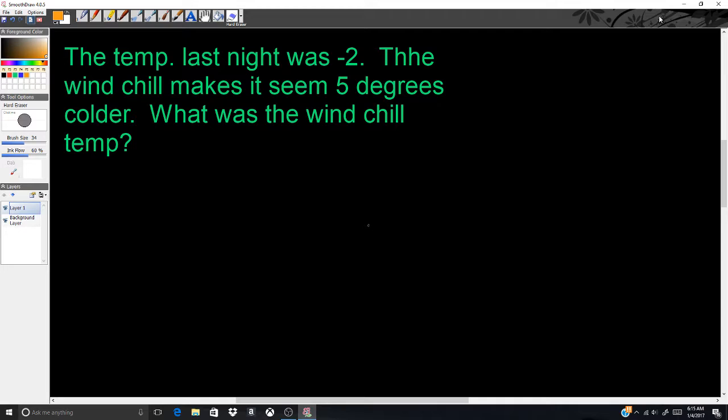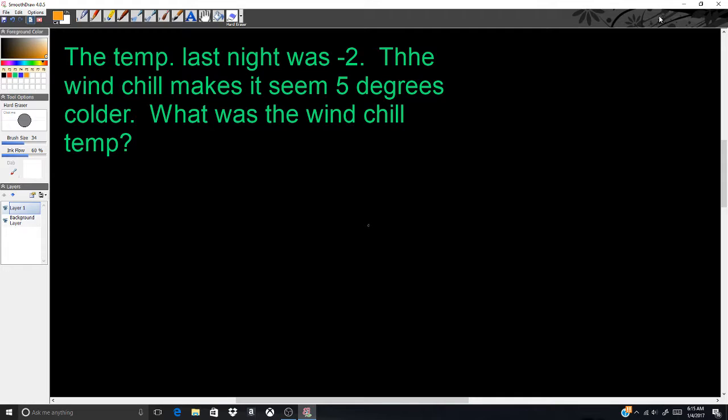Okay, up on the screen, you're looking at a really short paragraph, and I know I've got a misspelling up there, you'll see that in a second. Essentially it says the temperature last night was -2. The wind chill makes it seem like it's 5 degrees colder. What was the wind chill temperature?